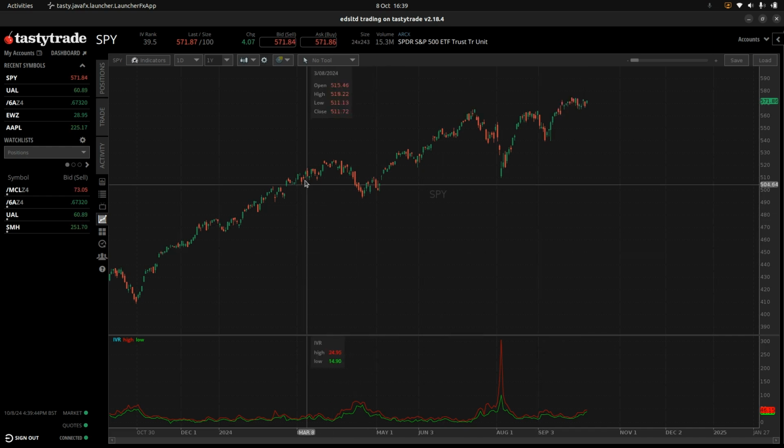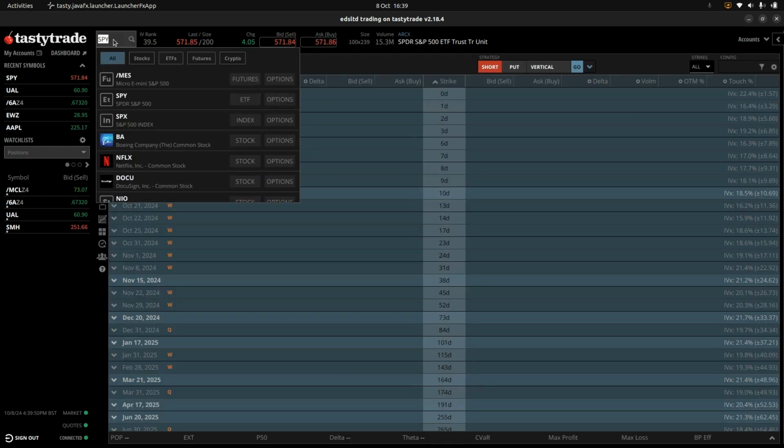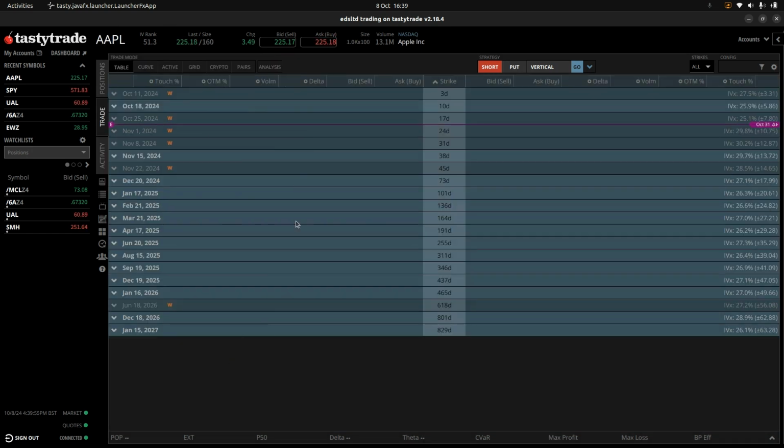So you want to open up your brokerage platform. The one I use is Tasty Trade. You can use whatever you like, and you want to just pull up a list of expirations on something like Apple, just a standard equity, and we can see we've got a list of expirations here. Now we've got two types of expirations: weeklies and monthlies. So an orange W shows that it's a weekly. If it doesn't have an orange W, then it's a monthly.